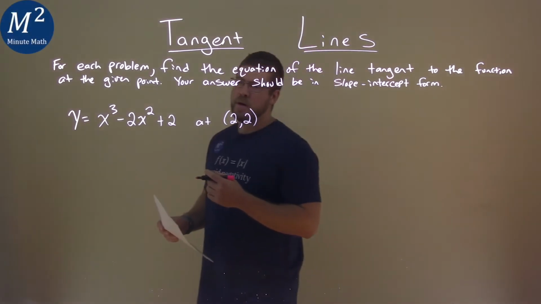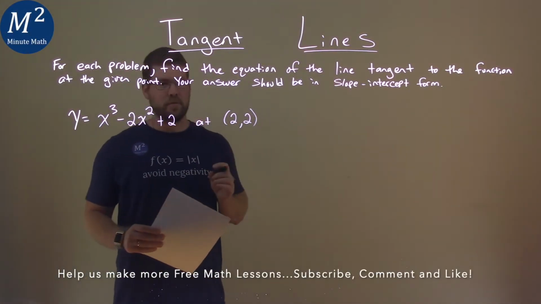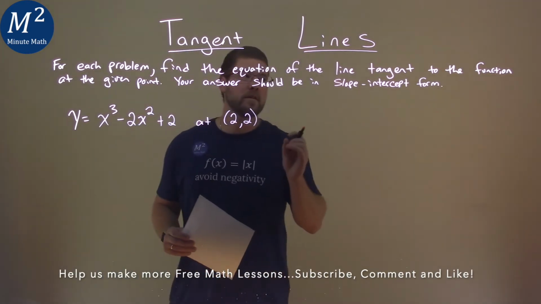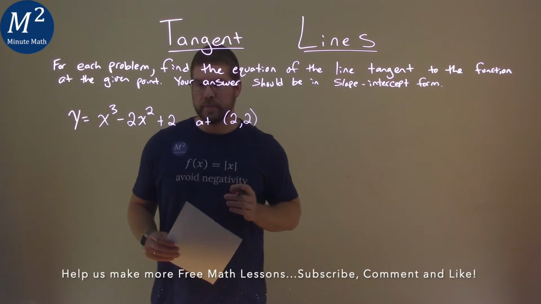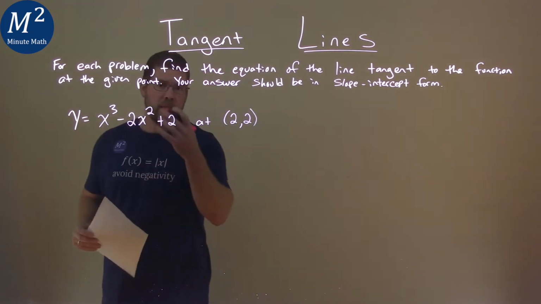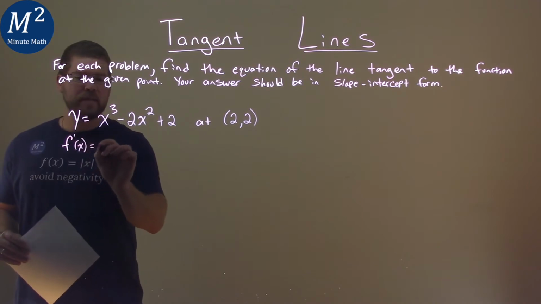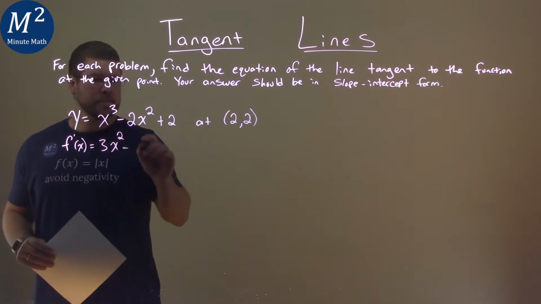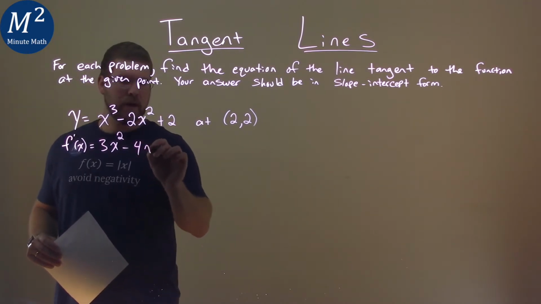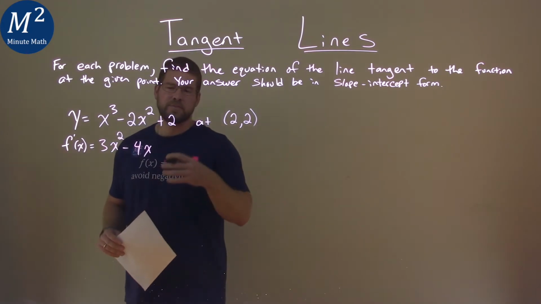We're given this problem right here, y equals x to the third power minus 2x squared plus 2, and we want to find the equation of the line tangent to the function at (2, 2). Well, the first thing I like to do is find the derivative of our function. Let's call it f prime of x, and it's equal to, power rule, 3x squared, minus 2 times 2 is a 4, 4x, subtract the exponents by 1, which is a 1, and the derivative of 2 is 0.